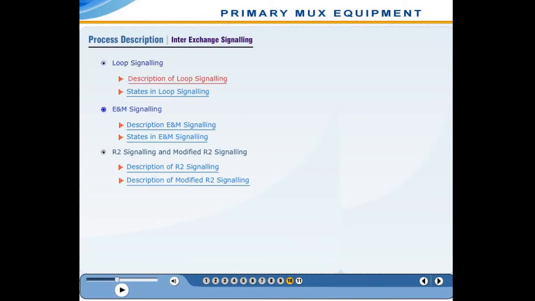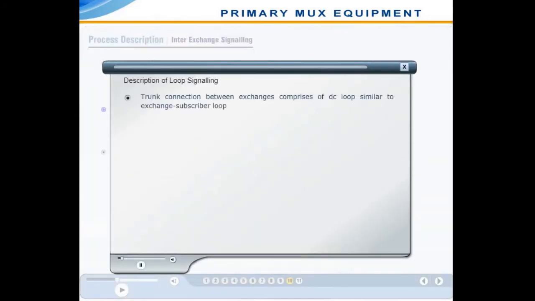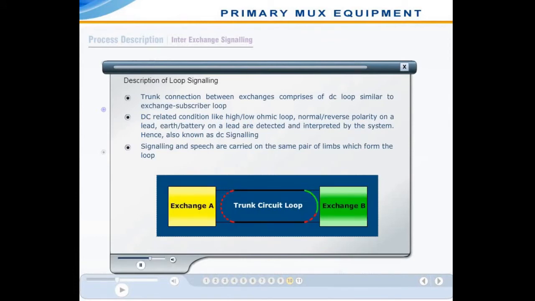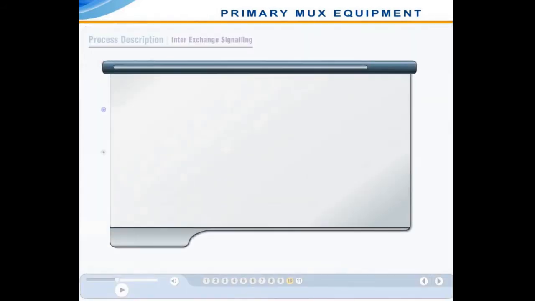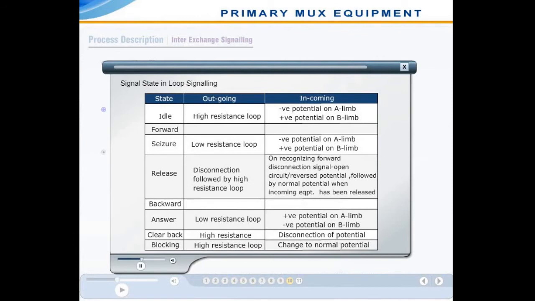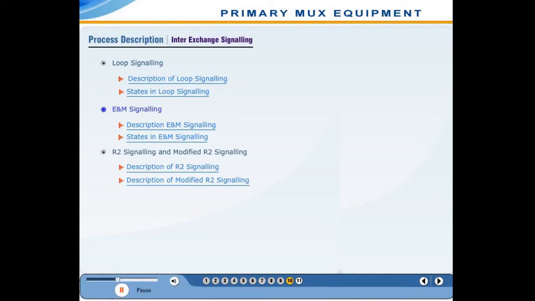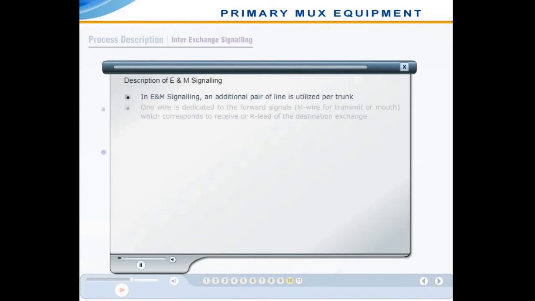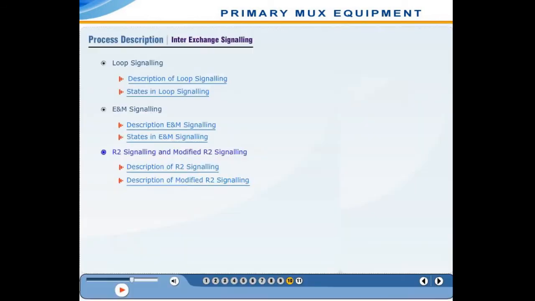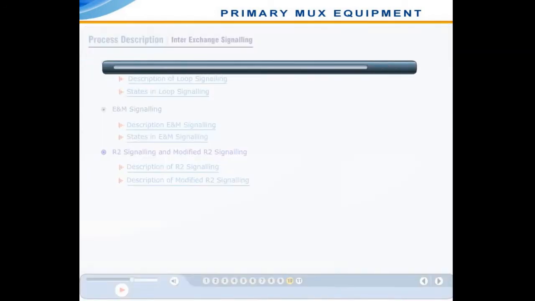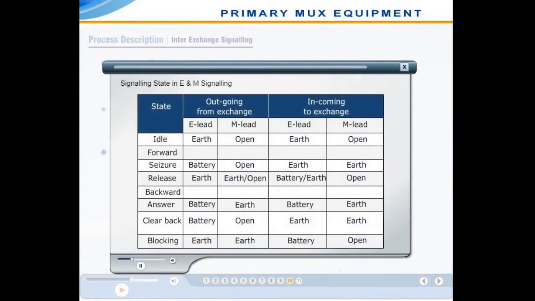Loop signaling. Description of loop signaling is shown on screen. Signal state in loop signaling is shown on the screen. E and M signaling. R2. Description of E and M signaling is shown on screen. Signaling state in E and M signaling is shown on screen.